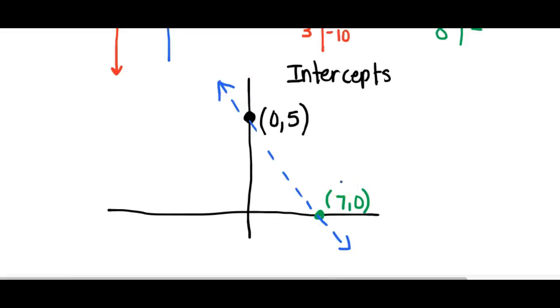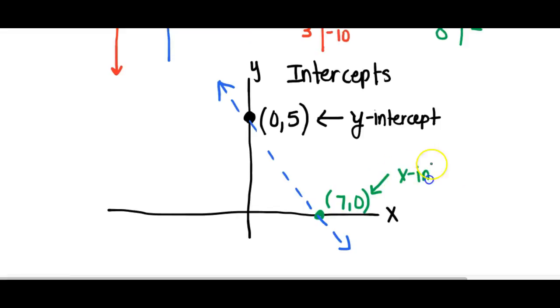Okay, so these are the two intercepts. This is the one that crosses my y-axis. So let's label these again. This crosses my y-axis, therefore this is my y-intercept. The green one is the one that crosses my x-axis, and therefore it is the x-intercept. And that's all there is to it.